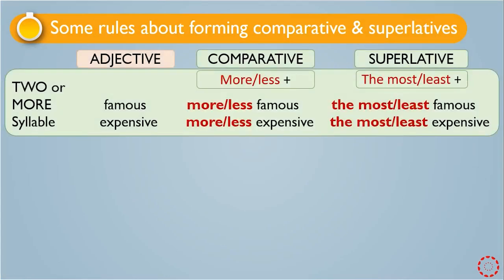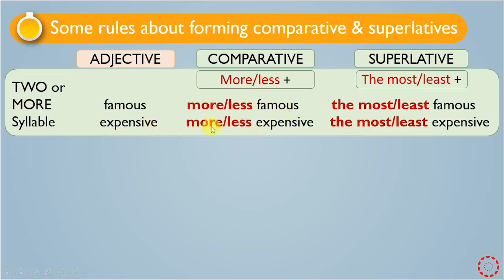And for the second type of adjectives, or we can say for two or more syllable adjectives, we have another rule. Here we have famous and expensive. They are more than one-syllable adjectives. When we form the comparative, we do not add er, and for the superlative est. We have another way, or we can say another rule, which is we add more or less before the adjective. We say famous became more famous or less famous, and expensive became more expensive or less expensive.